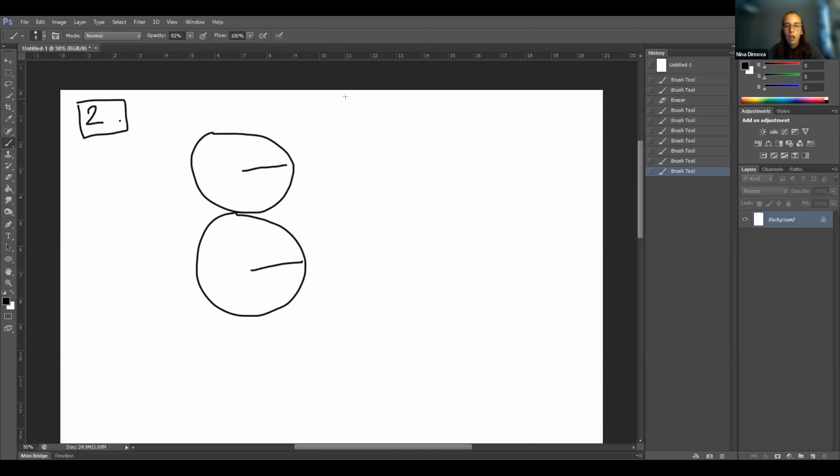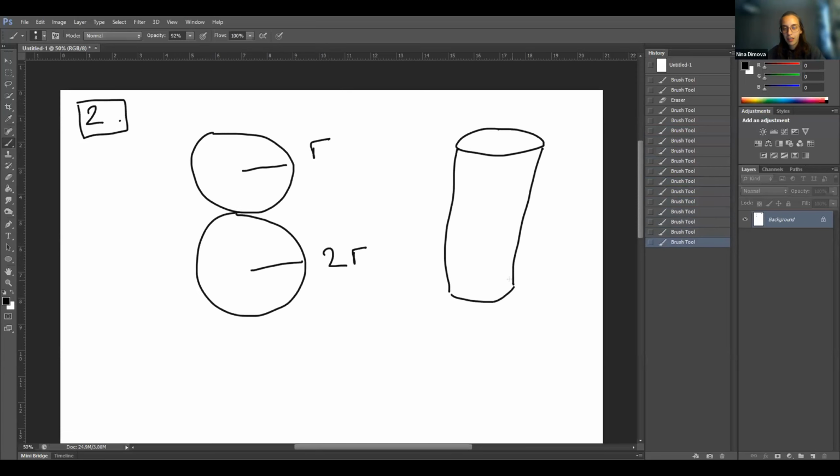So one sphere has a radius r, the other sphere has radius 2r, and then we know the clay comes as a cylinder. Oof, this is a very bad cylinder. But if you draw this on an exam, it's fine. They know it's a cylinder, so don't stress about it. So it has some length, which we're looking for, and we know its radius is r over 2. Cool.